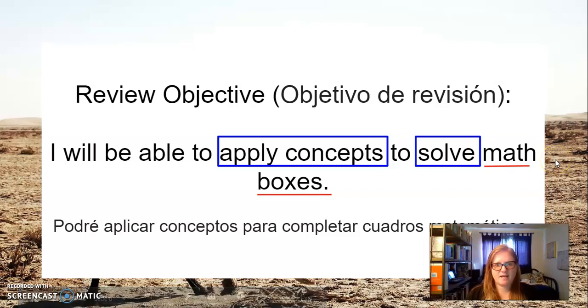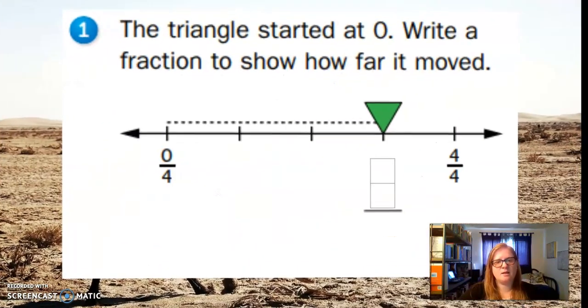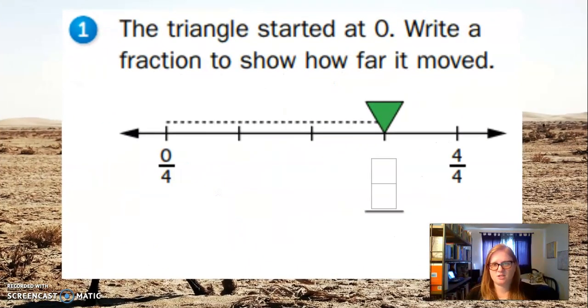All right, so you guys have a pretty easy day today. Today for math, your objective is I will be able to apply concepts to solve math boxes. So these are the math boxes from this week's work. I'm just going to read the questions out loud so that way you know what is expected and if there's any changes to the actual directions.